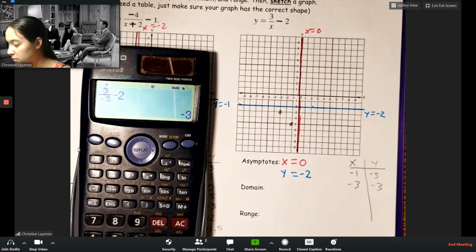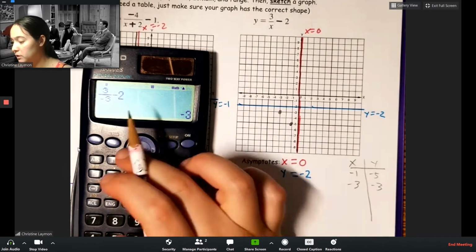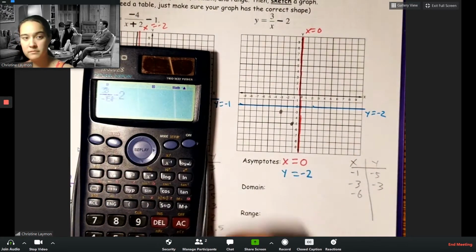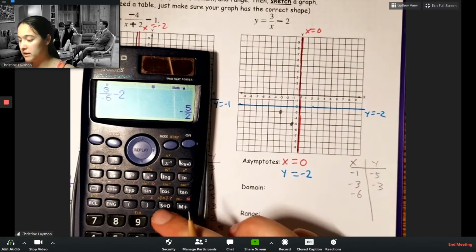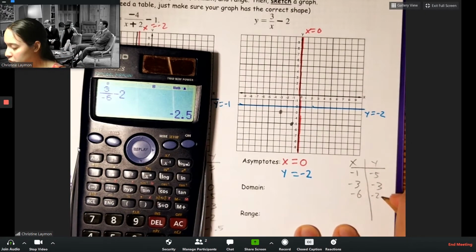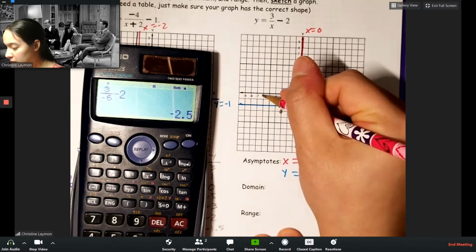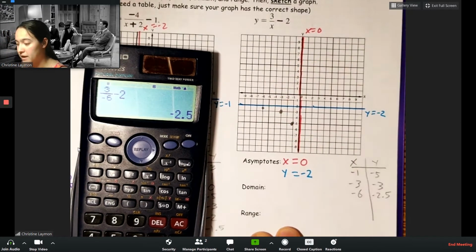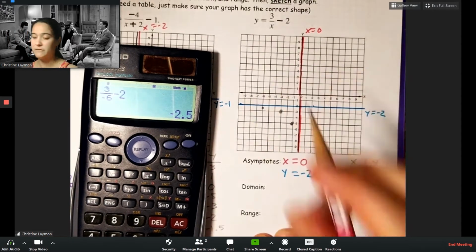Let's go ahead and plug in something else. I'm going to go ahead and plug in -6. So -6, and I'm going to get out -2.5. You know what? I'll take the decimal. -2.5. So -6, here's -2. This one here is -2.5. And let's go ahead and begin kind of curving that around.